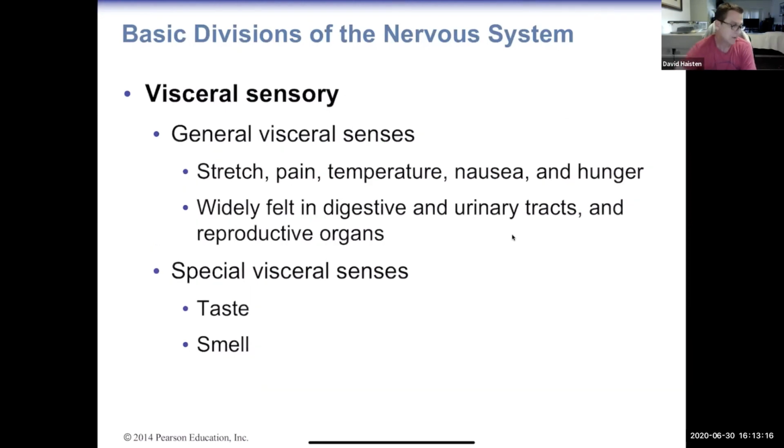VS. Anything happening in your viscera, inner body tube: stretch, pain, temperature, nausea, and hunger. Those are all general visceral, in the digestive and urinary tracts and reproductive organs. Viscera. Special visceral senses: taste and smell.